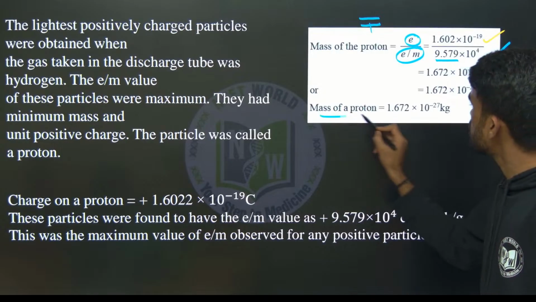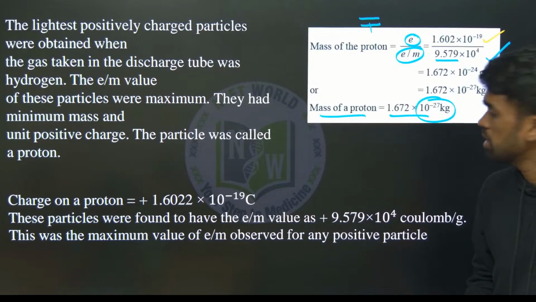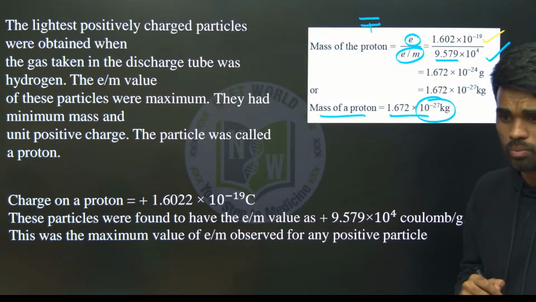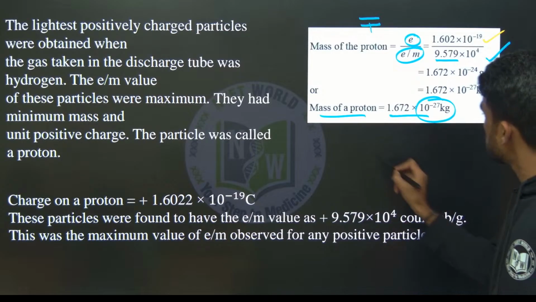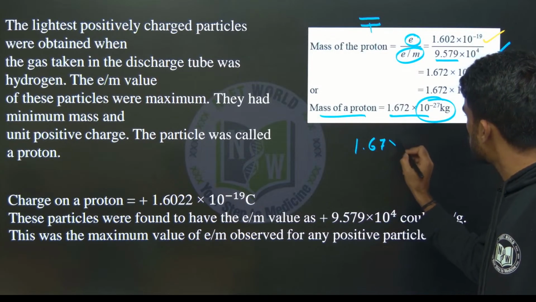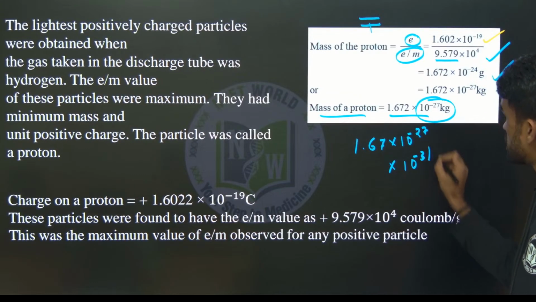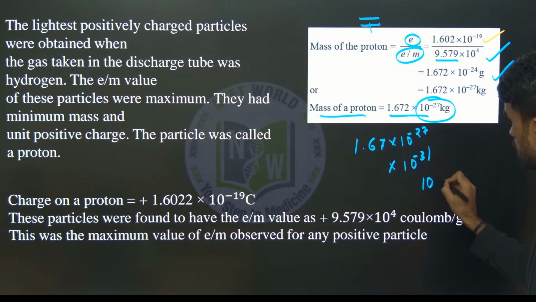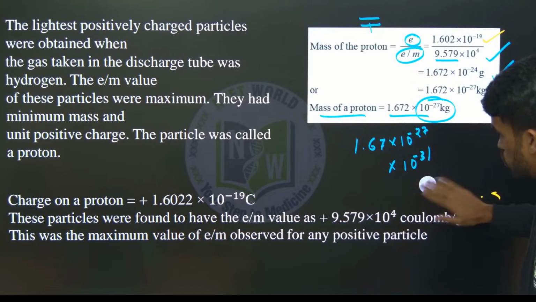And the mass of a proton is how much? 1.67 into 10 power minus 27 kg. So now tell me, which is having more mass, electron or proton? Proton is heavily more. See, it is 1.67 into 10 power minus 27, that is minus 31 for the electron. See how much difference it has? Almost 10 power 4 times. I will give you the exact relation, just hold for a few minutes.